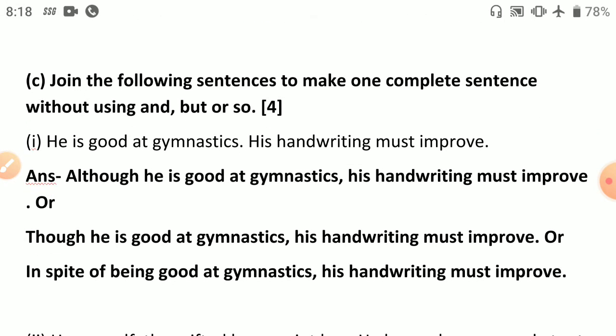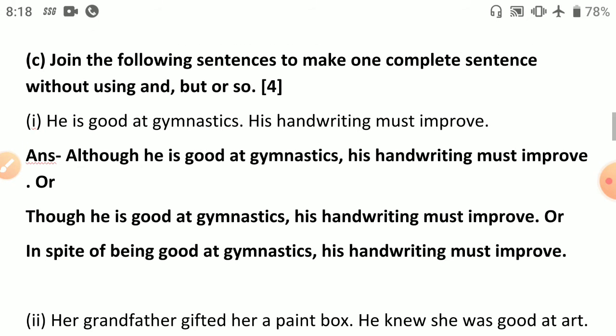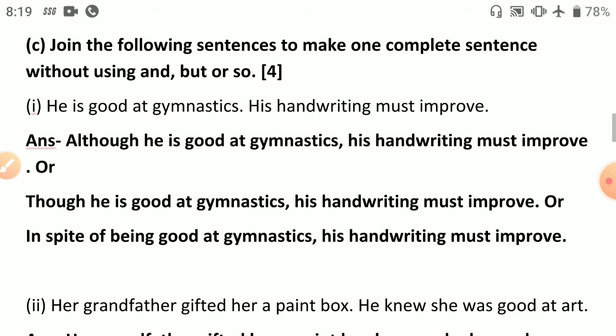Let's say the synthesis of sentence, or what we say joining the sentence or combining the sentence. The first one, he is good at gymnastics. His writing must improve. So here we can see what relation it is. He is good in one thing, but his another thing, that is handwriting skill, must be improved. So there is a contrast sort of thing. So although he is good at gymnastics, his writing must improve.